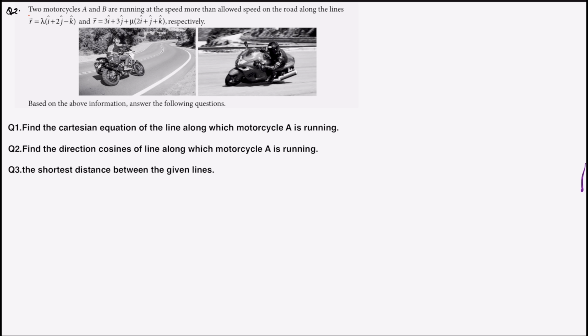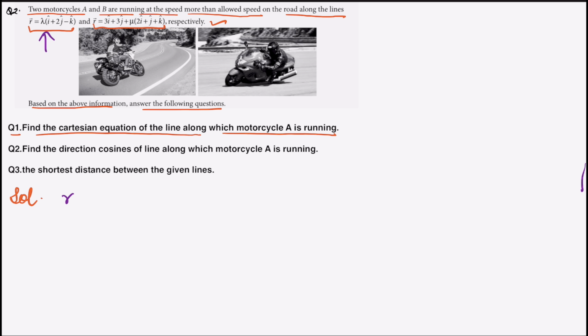Okay, now in question number 2, it is saying two motorcycles A and B are running at a speed more than the allowed speed on the road along the lines. First line is this, second line is this, respectively. Based on the above information, answer the following questions. Question first is asking to find the Cartesian equation of the line along which motorcycle A is running. Now we know that motorcycle A is running along this line. So let's write this equation of the line in standard form.